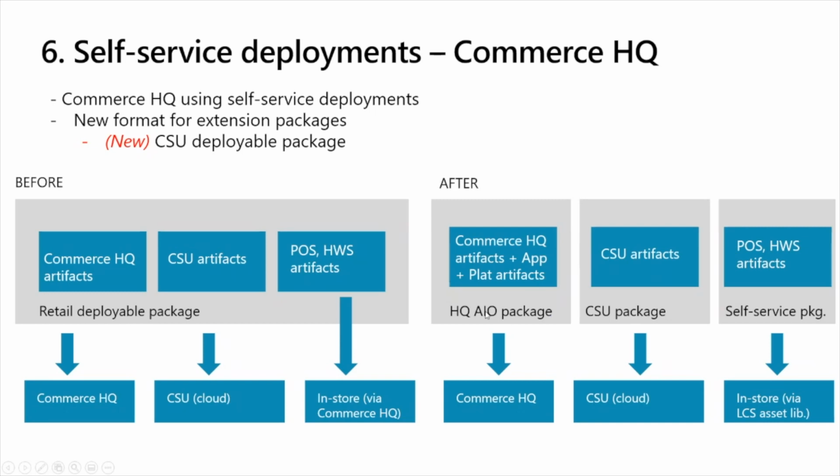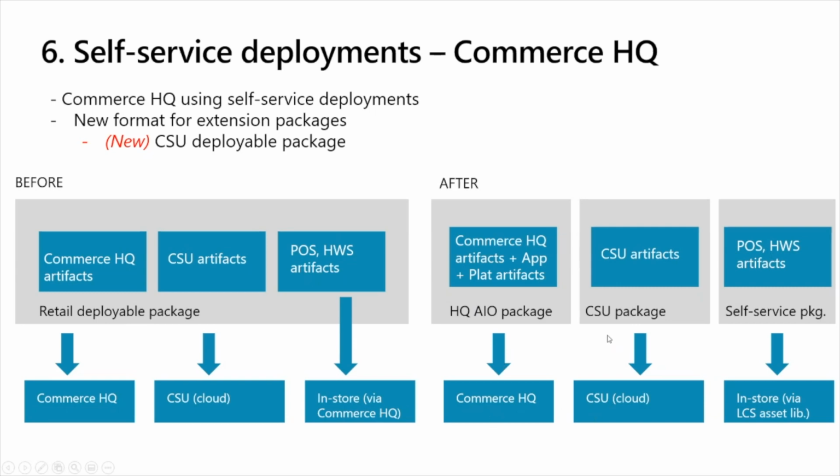You might have heard the term all-in-one package referenced before by the platform workflow. Previously this was optional. Now this is mandatory for self-service deployment, that all deployments to back office are all-in-one packages. So you take your artifacts for HQ, and when you talk about Commerce HQ artifacts, this could be app model changes, but it could also be payment connector changes, and it could also be pricing engine changes. All of those are packed into Commerce HQ and deployed to Commerce HQ.